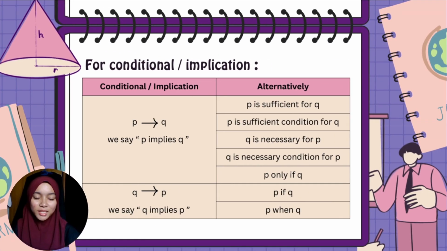For conditional and implication, we can use the symbol arrow. So if P arrow Q, that means P implies Q. Or we can say that P is sufficient for Q, P is a sufficient condition for Q, Q is necessary for P, Q is a necessary condition for P, and P only if Q. And if Q arrow P, we can say Q implies P, or P if Q, and P when Q.